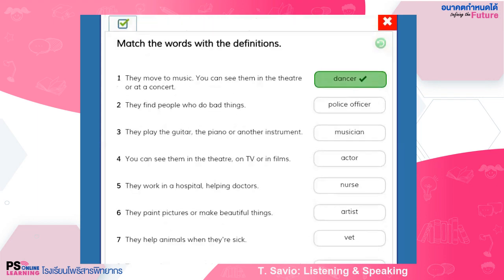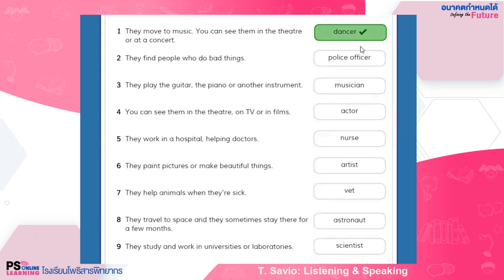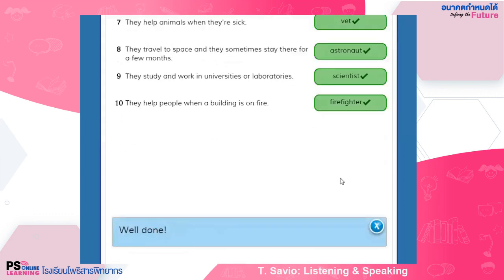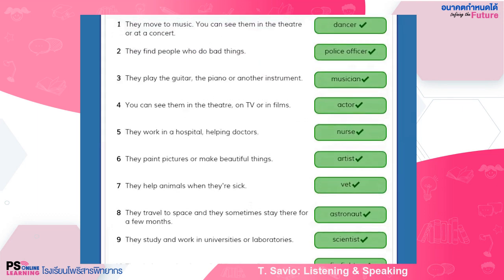So those are the definitions to the sentence. Let's check them. Well done. They are all correct. Let's go through them once more. Number 1, a dancer. They move to music. You can see them in the theatre or at a concert.